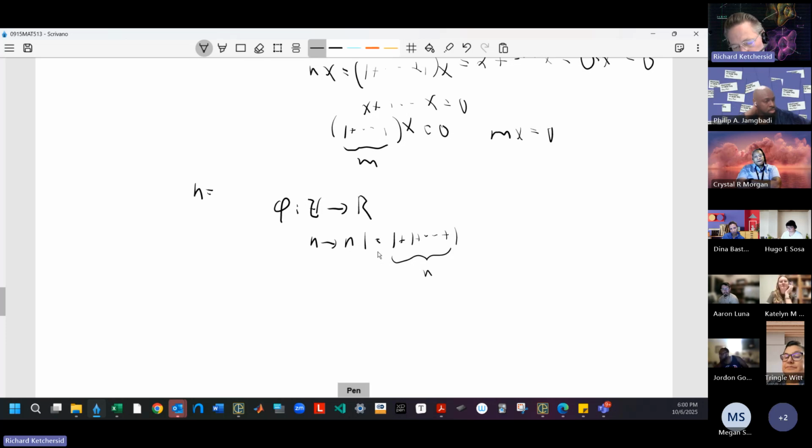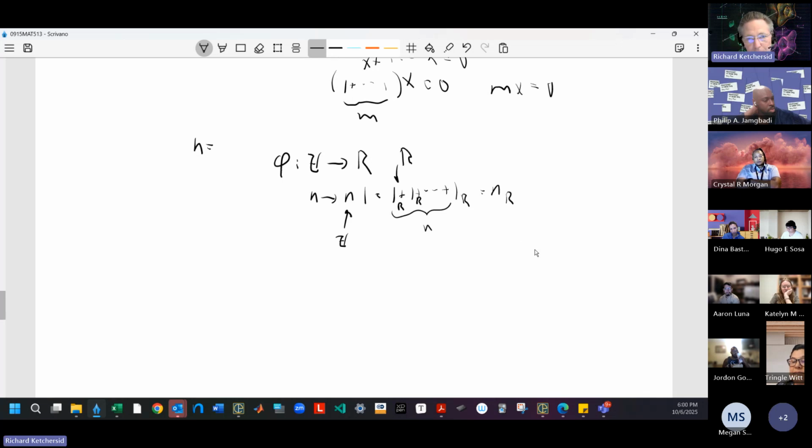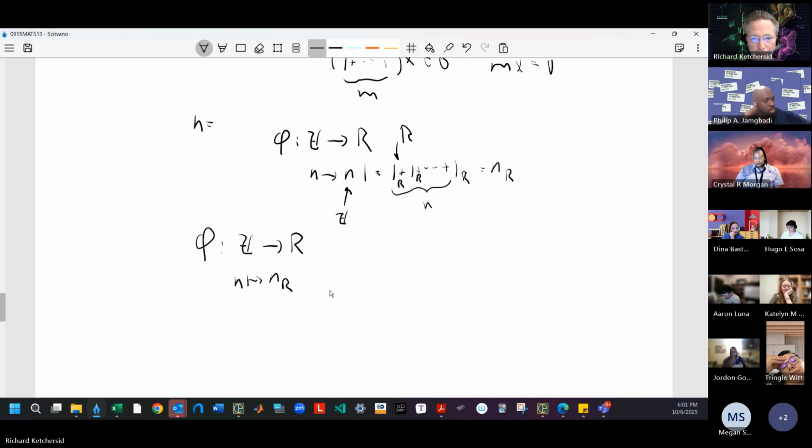I mean, here we almost need 2 different symbols, right? So just n copies of 1, okay? But this is in Z, and this is in R. So if I want, I could put little R's down here. This is the unit of R, and so when I add these units of R, I get this n sub R, like that. So I get a map, phi, going from Z into any ring with unity, where n is mapped to this nR kind of thing, right?